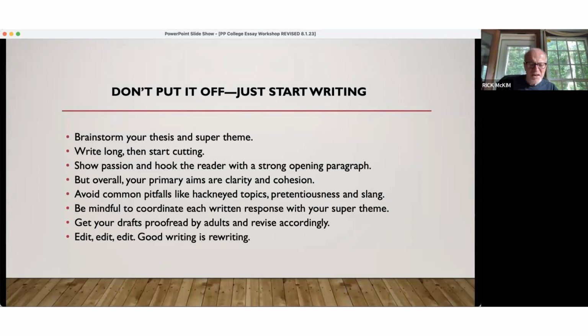Be mindful to coordinate each written response with your super theme. Get your drafts proofread by adults and revise accordingly. And edit. Good writing is rewriting.